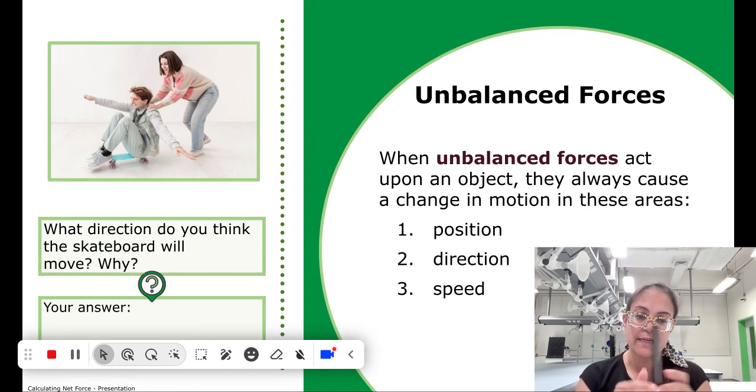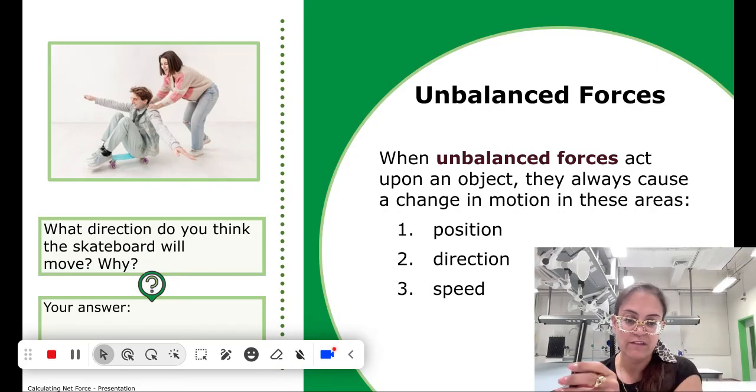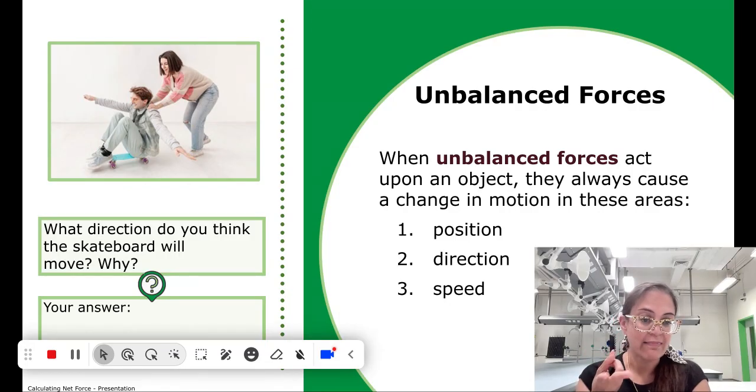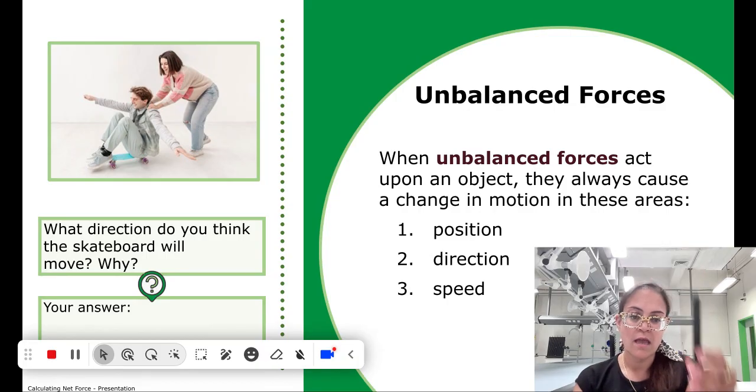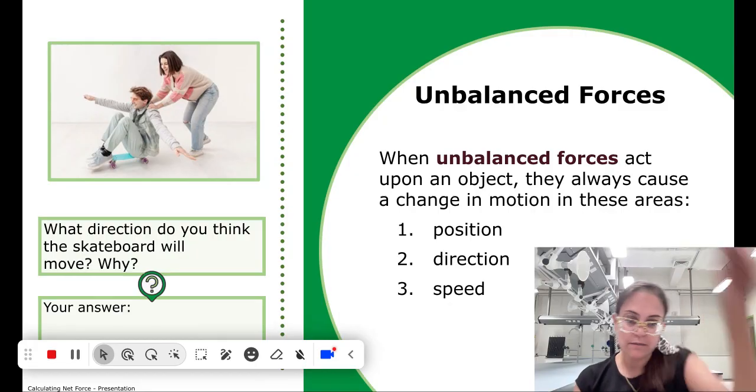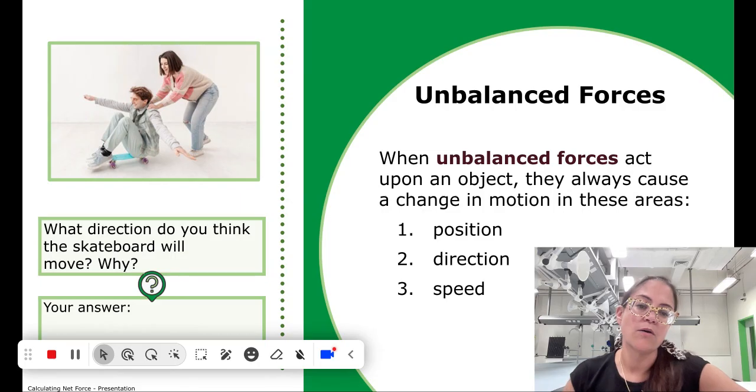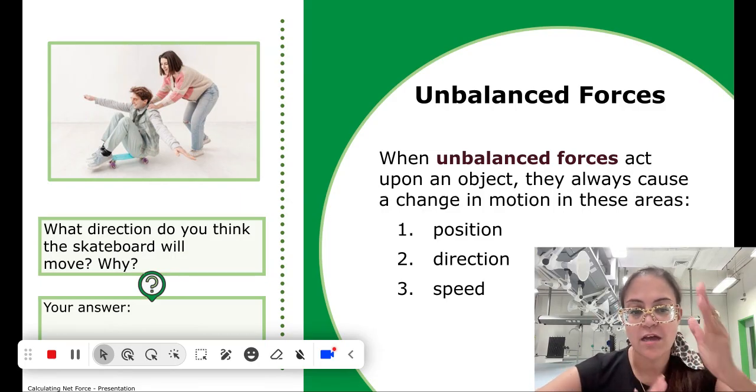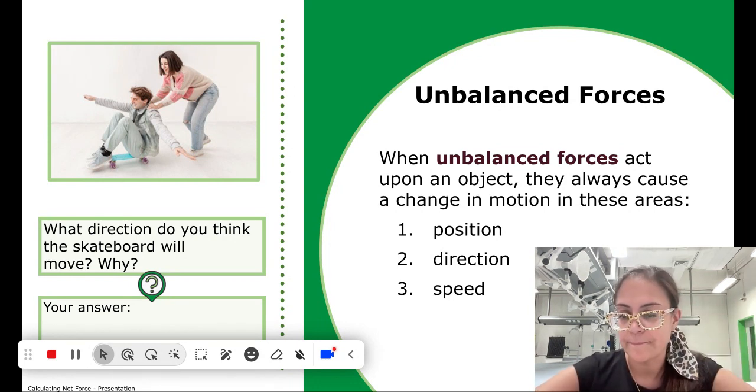You can move from this place to this place, and you can do that by moving slowly and then really fast. So there we change the position and the speed. We could change the position and the direction. So maybe our object is going from down here to up here. You could change the direction and the speed, or you could change all three. So we're changing the position, the direction, and the speed. Okay, so again, it could be one of the three, it could be two, it could be all three. It depends on what forces and what the amounts of them and what directions they're going in.